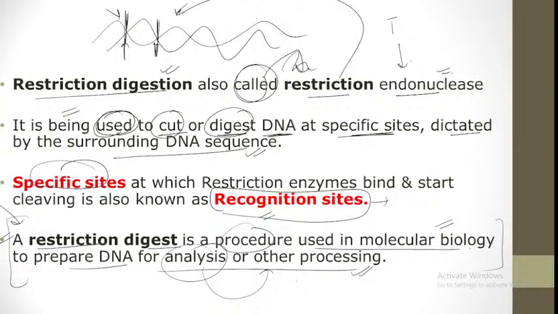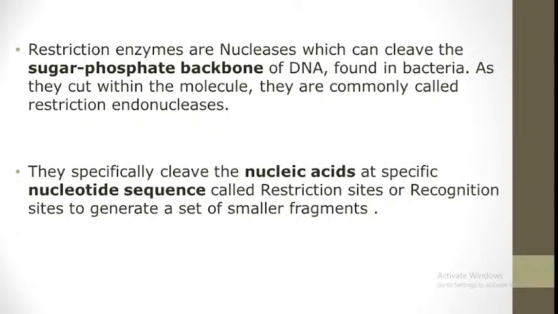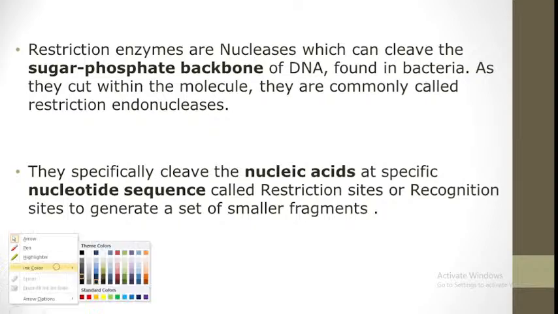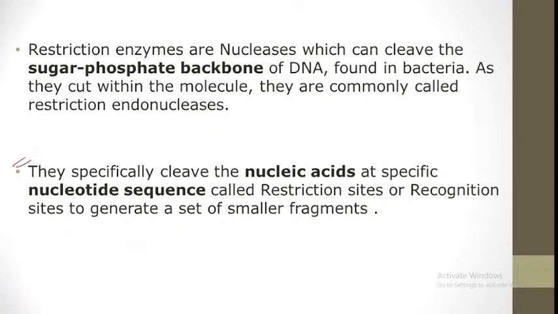The DNA would be cut with the help of restriction endonuclease. It would be cut at the recognition sites. Okay, I hope everything is clear till now. Now in addition to that, we have a few other terms. They specifically cleave the nucleic acid at specific nucleotide sequences, which are called the recognition site or the restriction site, which helps in the generation of what? For generation of smaller fragments.